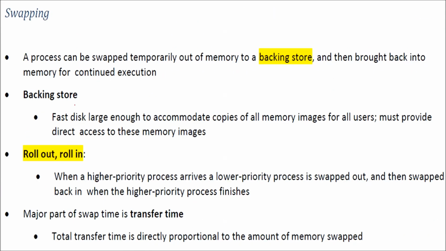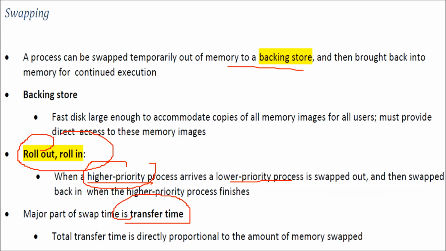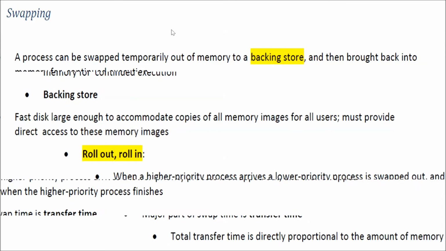Swapping is nothing but a process being swapped temporarily out of memory to the backing store, and then brought back into memory for continued execution. This is simply roll in and roll out. When a higher priority process comes, the lower priority process is swapped out. It is taken out, and the place for the higher priority process is made. And it involves a certain transfer time, because you are actually transferring. When you are transferring, you are not doing any good work.